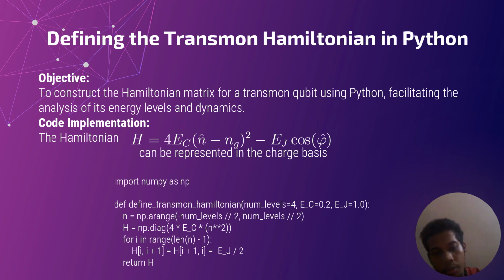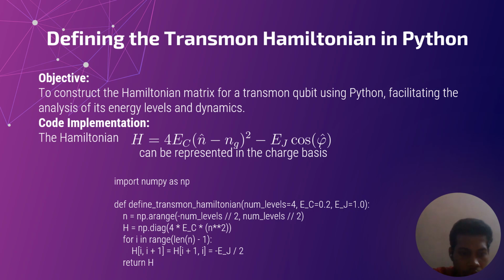This is the way we have defined the Transmon Hamiltonian in Python. To simulate the Transmon qubit, we first define its Hamiltonian in Python. We will use NumPy to construct the Hamiltonian matrix based on the theoretical model. And here is a Python function defined as the transmon Hamiltonian. As you can see, we have imported NumPy as np, and we have defined various other things in the code implementation.